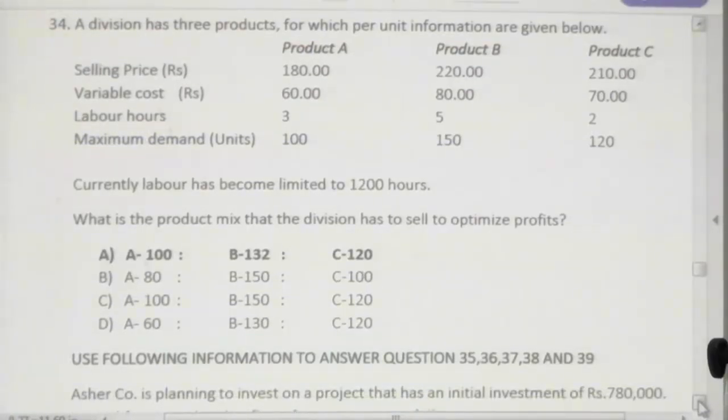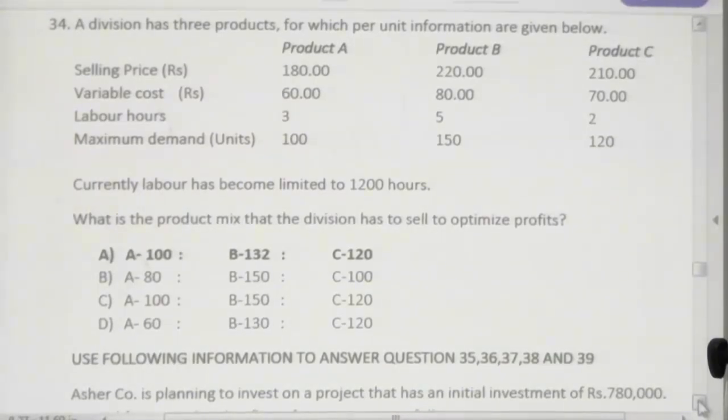This question 34 is about short-term decisions. What is a short-term decision? I will explain. Short-term decisions are the decisions taken about the production quantity in the next period, for next week, for next month, or next quarter, or maximum next year. Here, short-term decision making aligns with the limiting factor. What is a limiting factor?